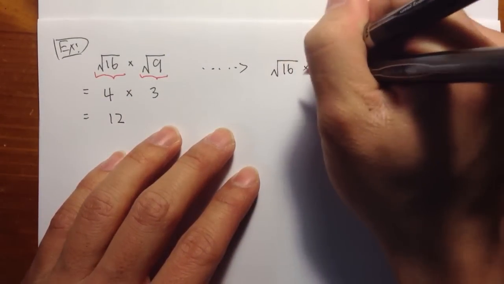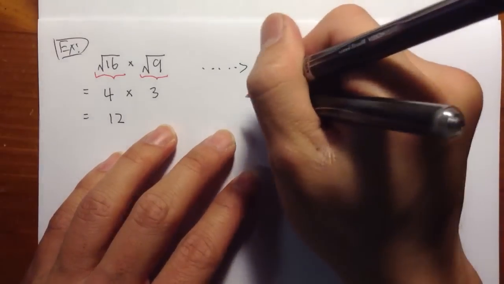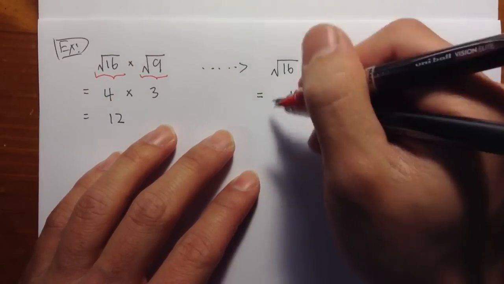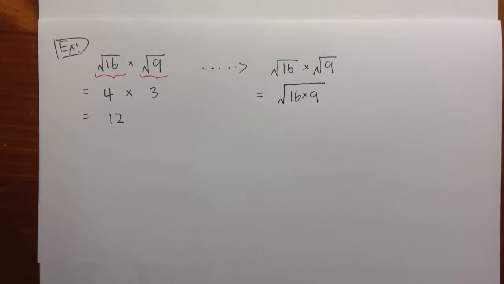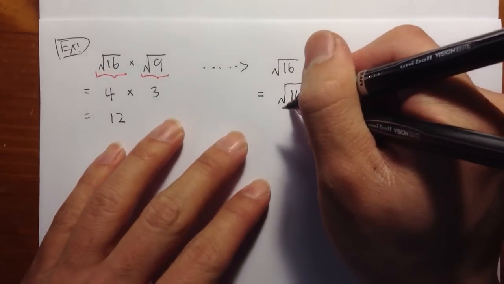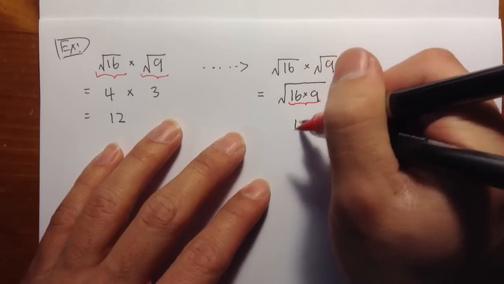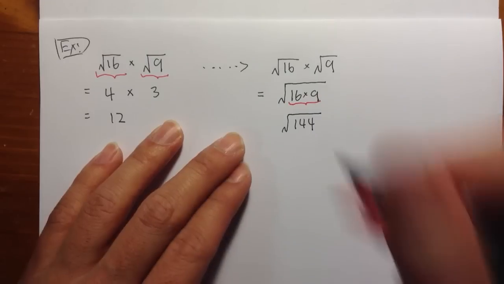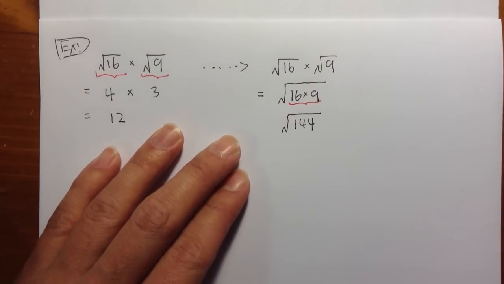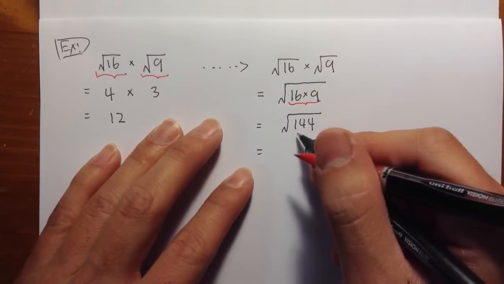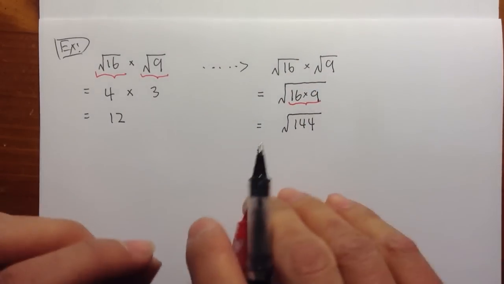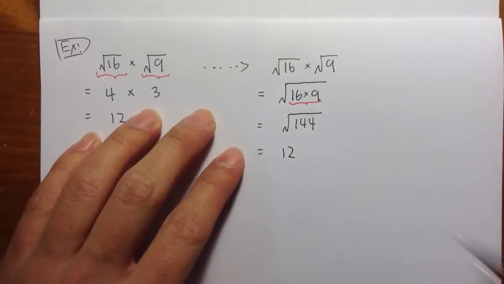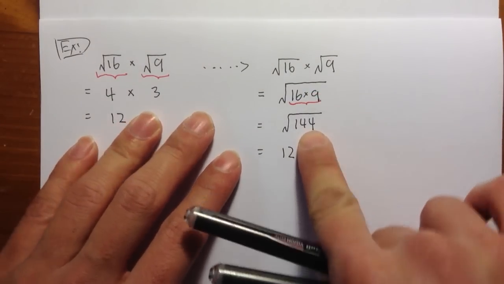If I have square root of 16 times square root of 9, same question, what if I do 16 times 9 first, and then take the square root later? Let's see if we get the same answer. 16 times 9 produces 144. But we haven't done the square root yet. So let me take the square root of 144. We have to think about what number times itself gives 144, and we're looking for the positive number only. That's 12. 12 times 12 produces 144.